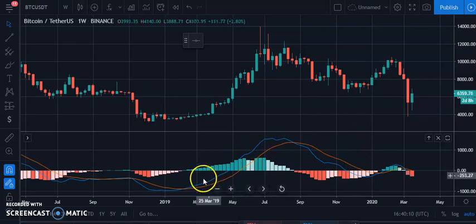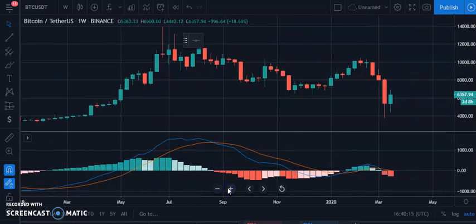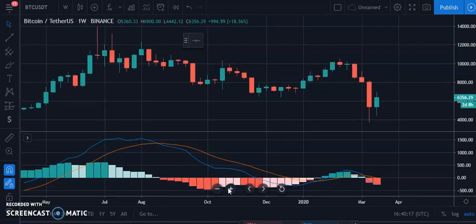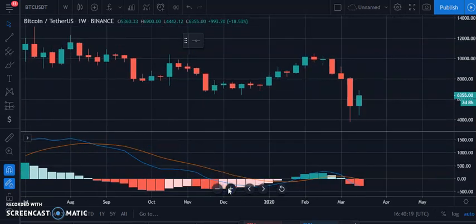I hope that to an extent you've been able to understand how this works, and you can actually use it to trade profitably.